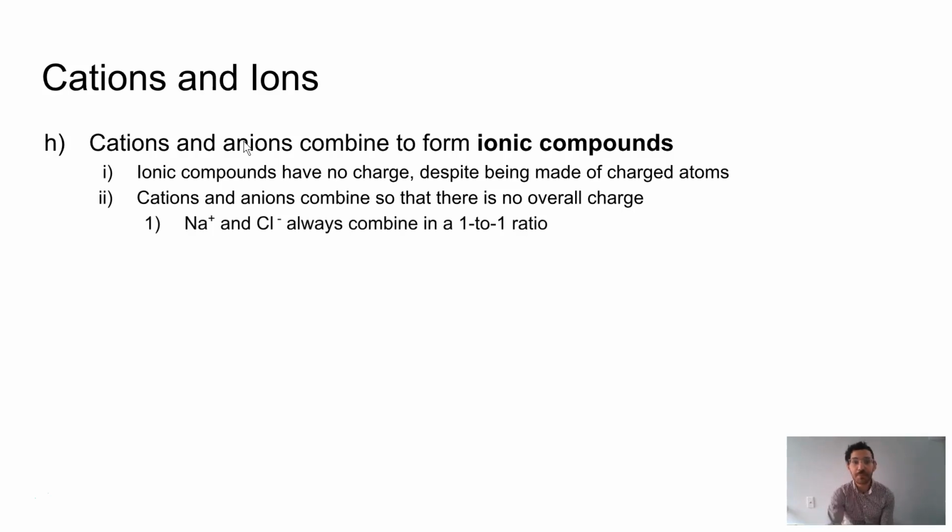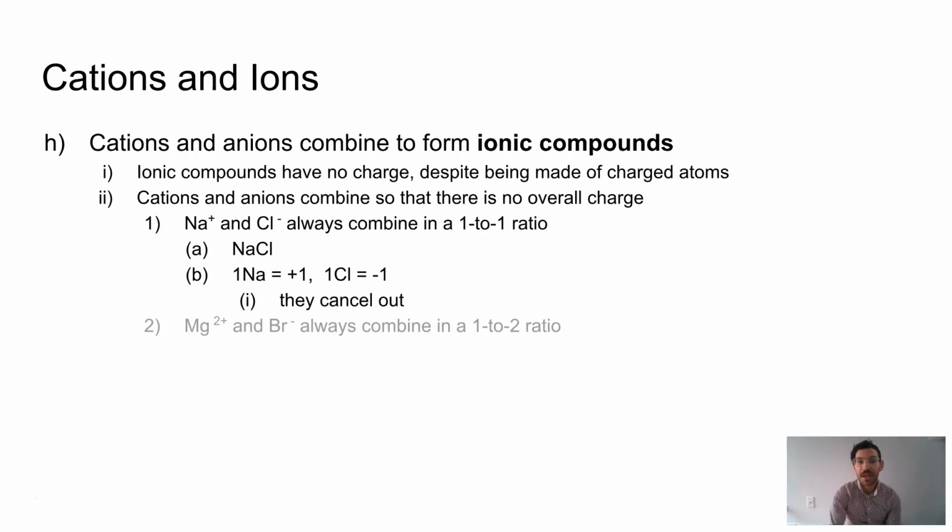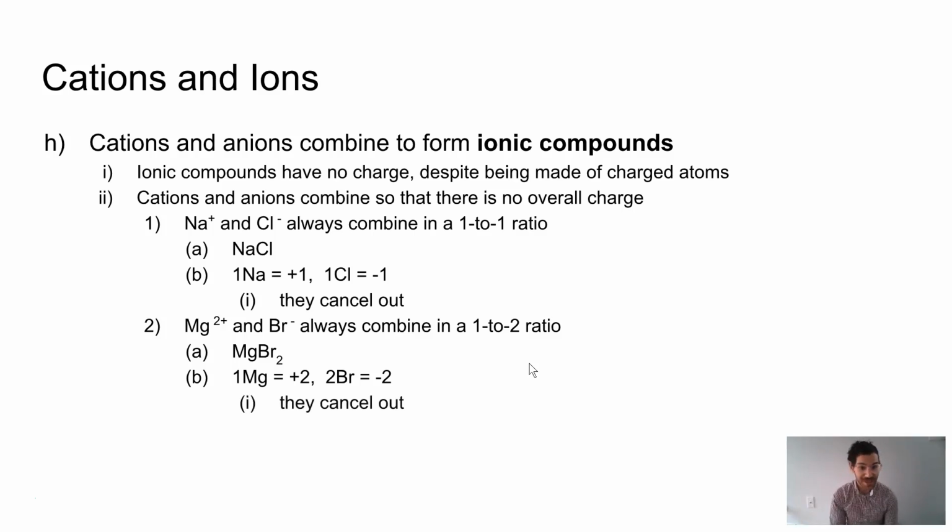So some examples: when I put together sodium and chlorine ions, they're always going to combine in a 1-to-1 ratio as NaCl. That's because one sodium brings in a +1, and one chlorine brings in a -1, so those cancel out. But if I were going to put together, say, magnesium and bromine, these are always going to combine in a 1-to-2 ratio. One magnesium with 2 bromines. This is because one magnesium brings in +2, while we need 2 bromines to bring in a -2 to cancel that out. And we can also have imbalance going the other way.